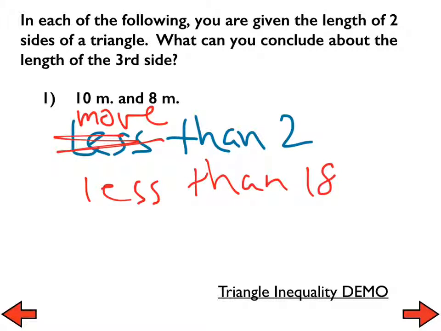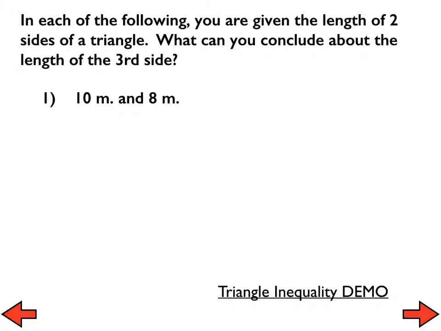So that third leg, the third side of the triangle, it could be 3, it could be 4, it could be 5, it could be 6, 7, 8, 9, 10, all the way to 17. All of those would be able to make a triangle. But if it were 2, it would not make a triangle. If it were 18, it would not make a triangle. So the answer to this question is that the side length could be between 2 and 18.